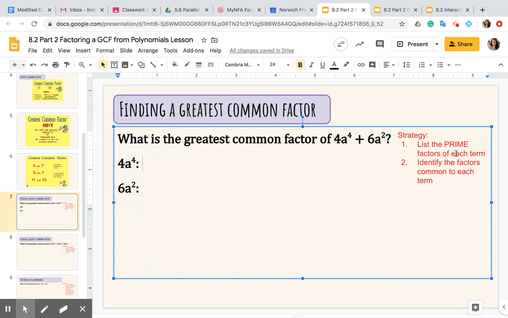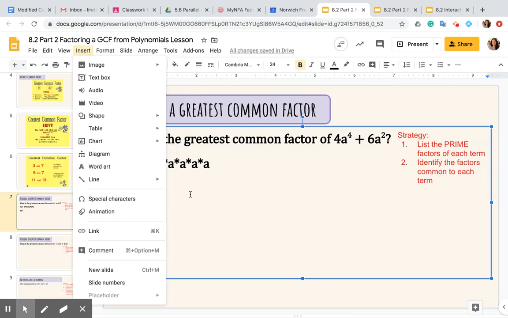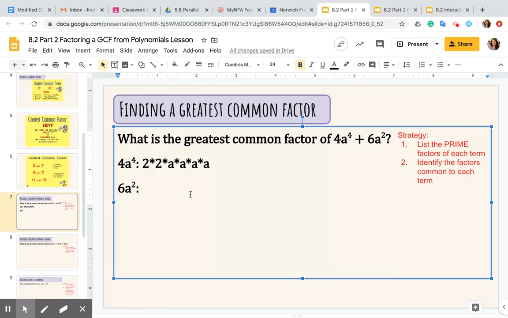So step 1 says list all the prime factors of each term. Okay, so my prime factors are going to be 2 times 2. That's going to give me the coefficient of 4. And then to get my a to the power 4, I just expand it into multiplication. That means I've got 4 of them. I'm just using these asterisks to represent multiplication. Hopefully that's clear. There is a multiplication dot, but it's not worth the time to insert it. You have to go to insert, special characters, and find the symbol.